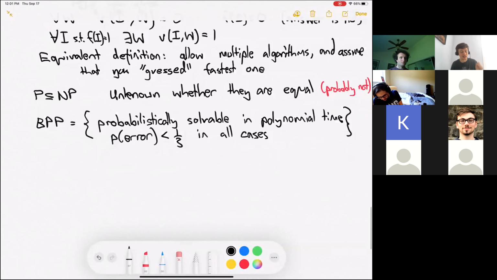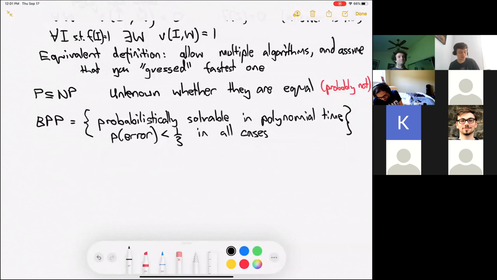Okay, so there's another class called PP. I'm not going to write it down, but that just means you need the error to be strictly less than half, but it can be like a half minus e to the minus n, for example. It can be a tiny, tiny amount smaller than 1/2, and that makes it much, much bigger.